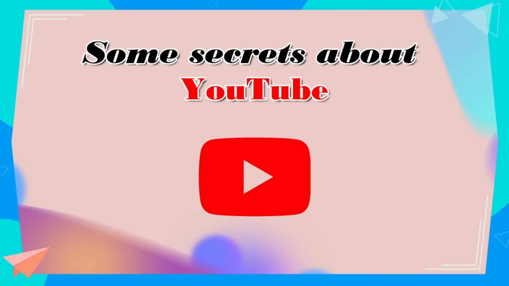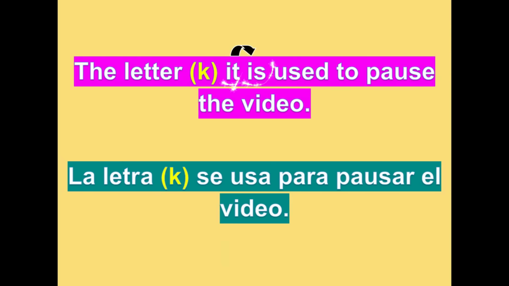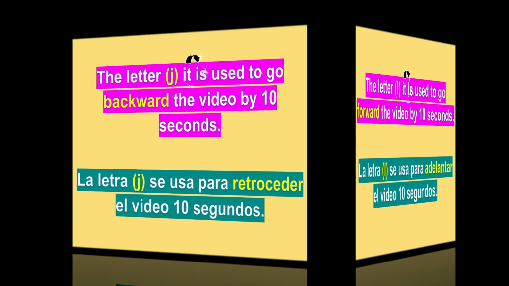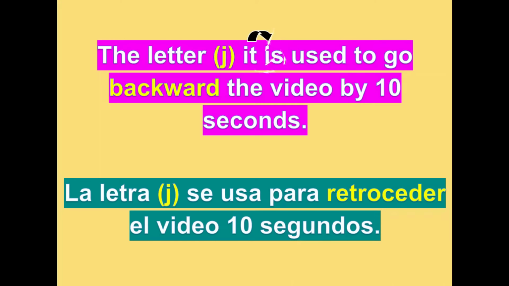Some secrets about YouTube. The letter K, it is used to pause the video. The letter L, it is used to go forward in the video by 10 seconds. The letter J, it is used to go backward in the video by 10 seconds.